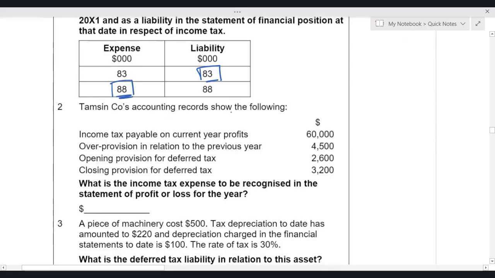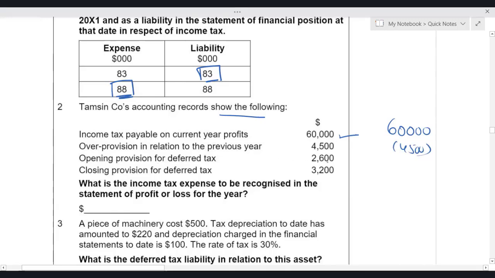Tamsin company's accounting records show the following. Income tax payable for the current year profit is 60,000. Over provision in relation to the previous year, we have just discussed right now. What over provision does, actually, over provision reduces your current year income tax expense without having any impact on current year liability. So from this 60,000, we will deduct this 4,500.